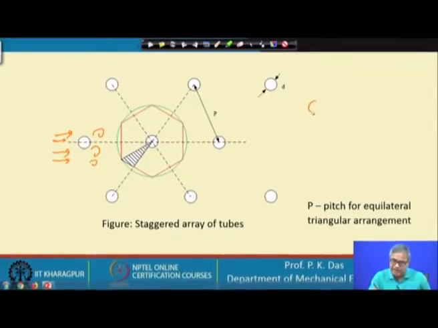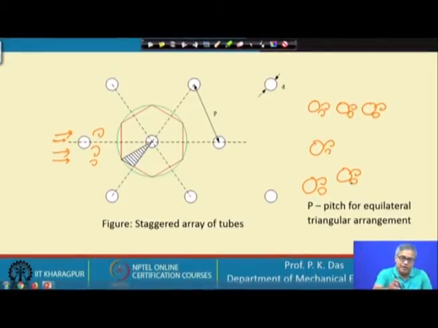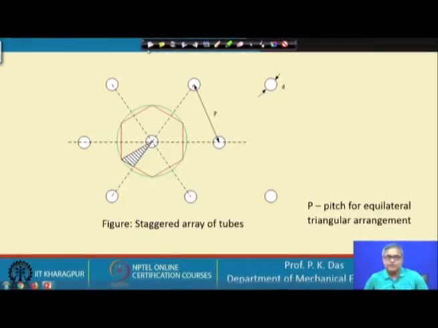Let us say the inline case is something like this. Let me draw here. The vortices are forming here, here, here, but staggered is something like this. So, vortices are forming here, here, here. So, you can get better mixing, better heat transfer and compactness in the case of a staggered arrangement. That is why we have both inline and staggered arrangements. Of course, there are other considerations which are to be fulfilled.